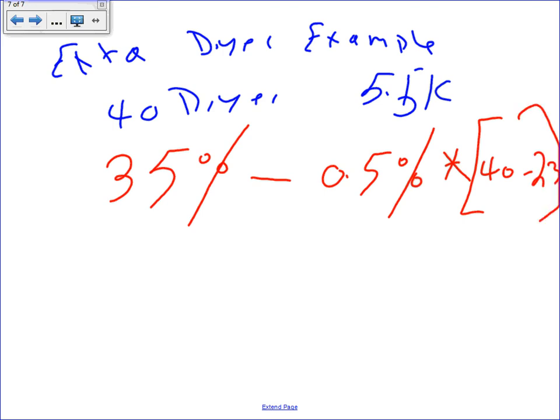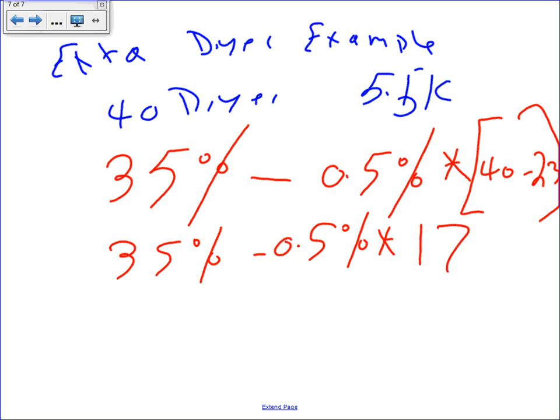Any question about writing it this way? The question was, would we cash the percentage? Please leave the percentage alone. Do the math as if the percentage sign does not exist. Do not cash the percentage up to this point. So if you go here, it becomes 35. Leave the percentage alone, please. 0.5, leave the percentage alone, times 40 minus 23, 17.